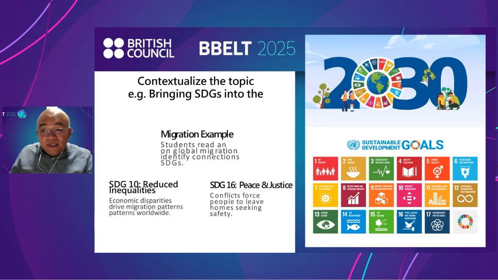An example of them include the 2030 agenda that includes the Sustainable Development Goals. All of them, as a whole, can imply different problems and different realities that different students face in different contexts. For instance, we have the migration example, in which students read on global migration and identify connections to SDGs. And here we have two possible ones, for instance, reduce inequalities, which is allocated to SDG 10, or SDG 16, which is related to peace and justice.